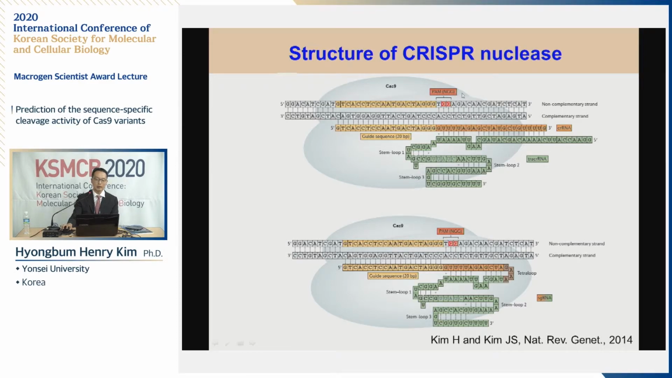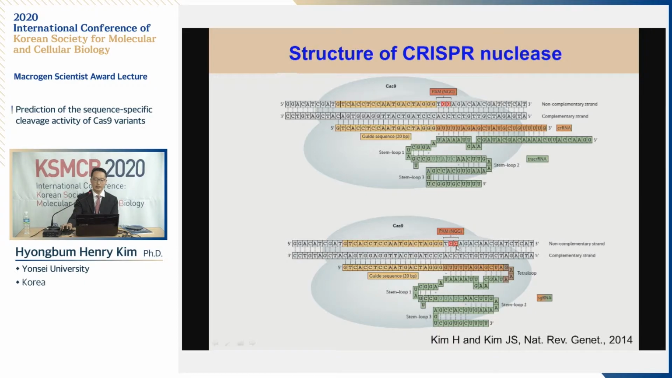CRISPR is an adaptive immune system found in bacteria and archaea, and it is composed of actually three components: Cas9, CRISPR RNA, and tracrRNA. These two RNAs can be combined into one RNA called a single guide RNA, which was generated by Emmanuelle Charpentier and Jennifer Doudna. This single guide RNA and Cas9, only these two components, are now required for CRISPR-mediated genome editing.